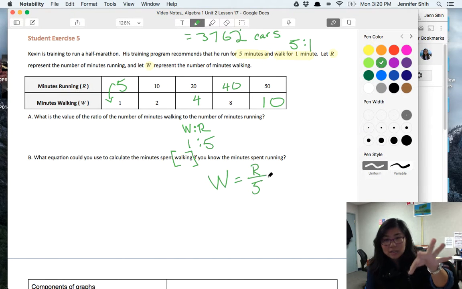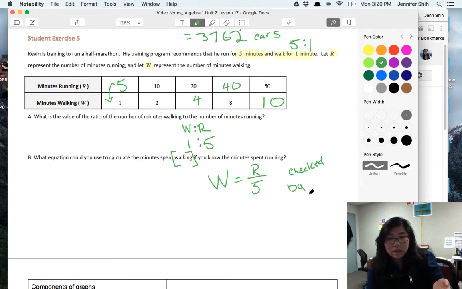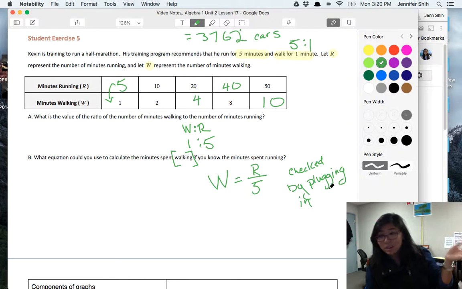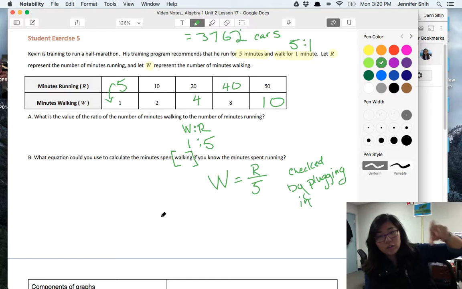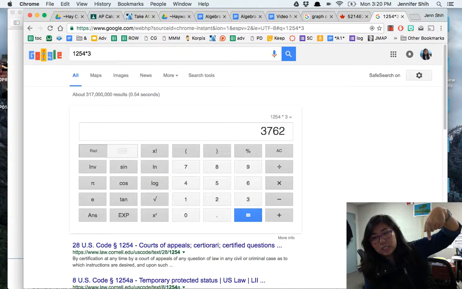This one you can test too. So say we did 50 minutes of running. If we put 15 here divided by 5, we'd get 10 minutes of walking. So what I just did was I checked my answer by plugging in numbers to verify. Plugging in, that's what I do. And if it didn't work, I would just fix my equation. All right, I'm going to pause this first video here, and then we have another video below where we're actually going to take some notes. These are just examples.